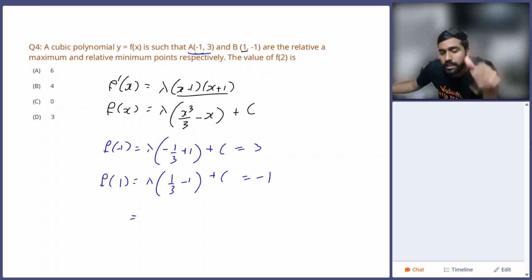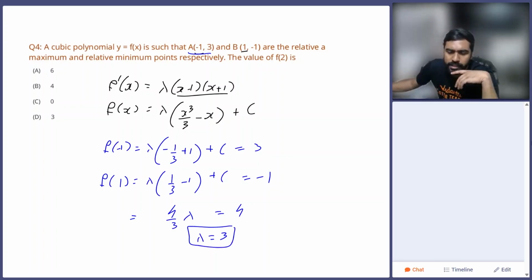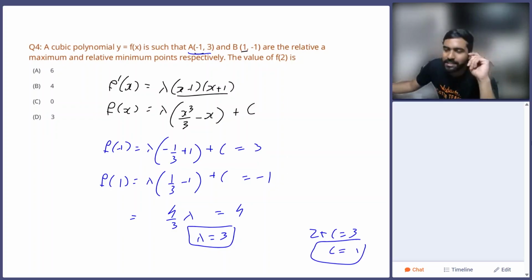What do you get? That's 2 by 3 lambda and minus 2 by 3 lambda, that's 4 by 3 lambda. C minus c is 0, equals 3 minus of minus 1, that is 4. So the value of lambda you will get from here is equal to 3. Lambda equal to 3, substitute in any of the expressions. So 2 by 3 lambda will be equal to 2, plus c equals 3. So from here I can say that the value of c is equal to 1. So I've got the value of lambda and c.